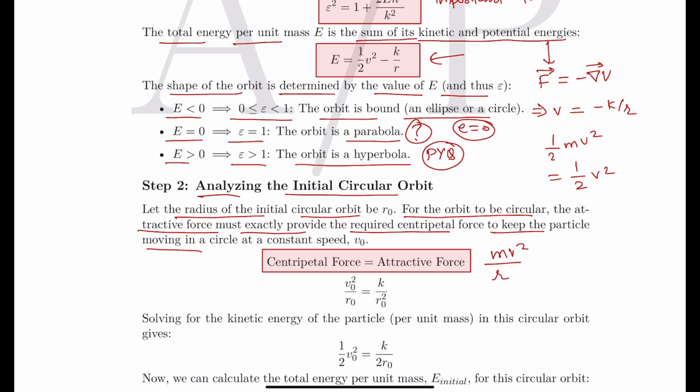Centripetal force is m v square by r, and it is equal to G M m by r square. So in general, this is what we have written here, and as there is no unit mass, there is a mass of unity, that is, we are only considering 1 kilogram. So this is going to be v naught square divided by r naught equals k divided by r naught square, and we will use it later.